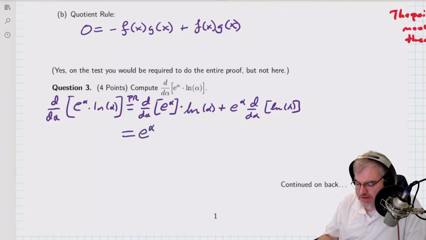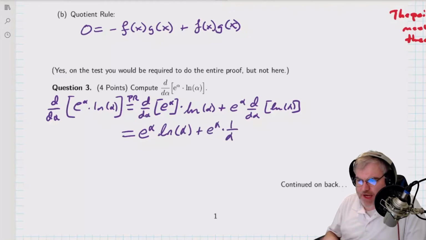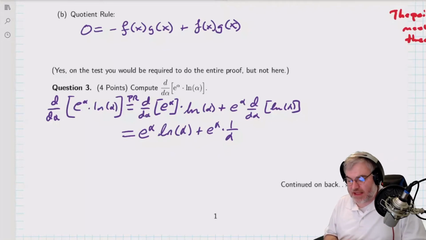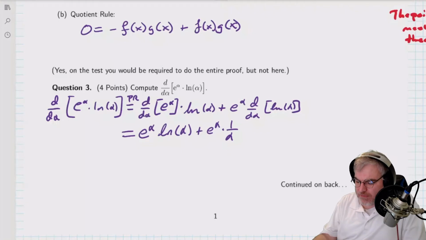That's just e to the alpha. I carry my baggage. This is e to the alpha times 1 over alpha. And I am done. Don't simplify it. Don't factor it. Don't do anything. If I'm looking for roots and things like that later, in module 3, maybe I'll factor something to get that. But for the moment, we're done.